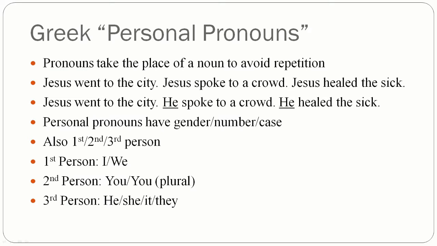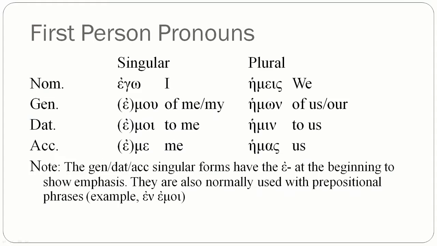Then second person, you and you. In English, there's no distinction, but in Greek there is a plural you. And then the third person, you have he, she, and it in the singular and they in the plural. All right, so that's some of an introduction to these personal pronouns. Let's start then into looking at what the forms of these pronouns are.